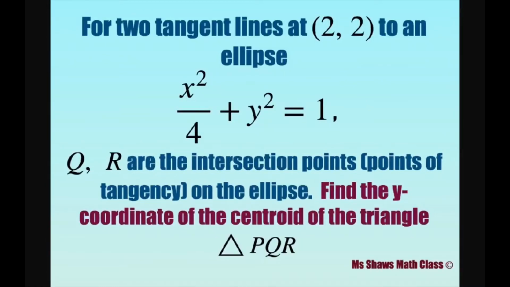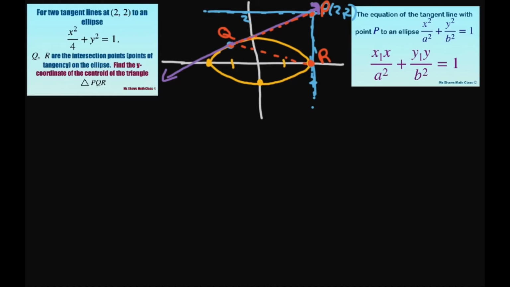For two tangent lines at (2, 2) to the ellipse x squared divided by 4 plus y squared equals 1, Q and R are the points of tangency on the ellipse. We're going to find the y-coordinate of the centroid of the triangle. So let's look at the picture first.